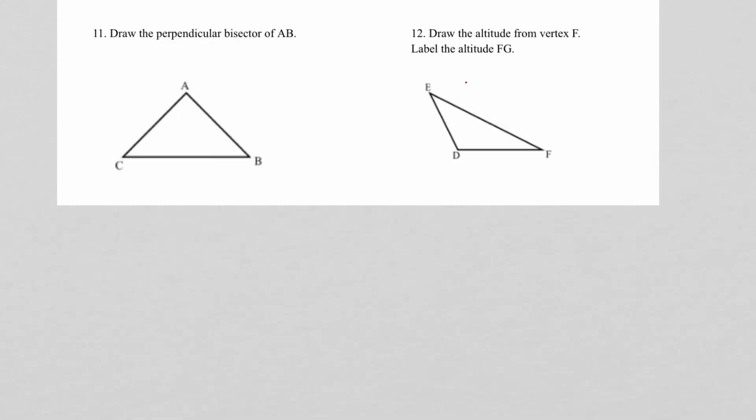Okay, the perpendicular bisector of AB, first of all, it's a bisector, so I need the midpoint of these. So I'm going to draw a dot that looks halfway in between, and I'm going to show that these are equidistant by doing that. And then that's the bisector part. The perpendicular part, now we have to go through this at a right angle.